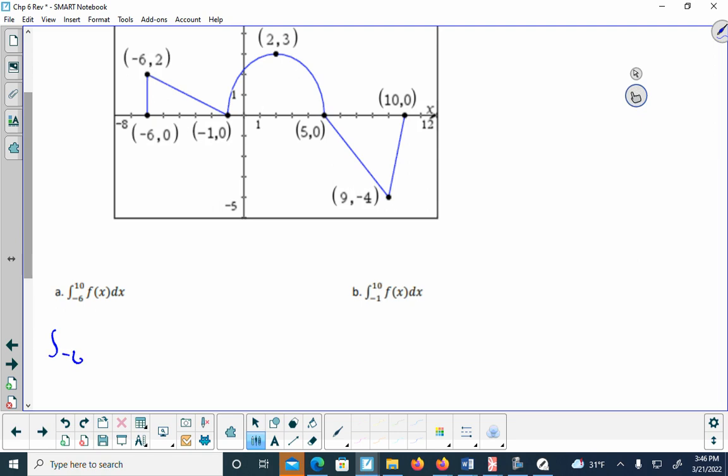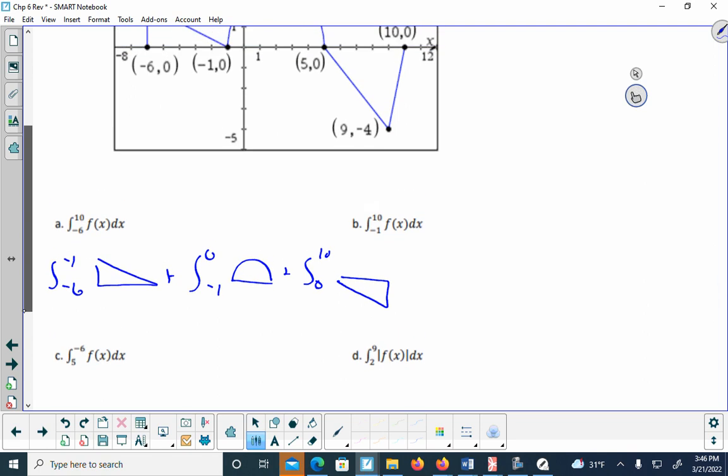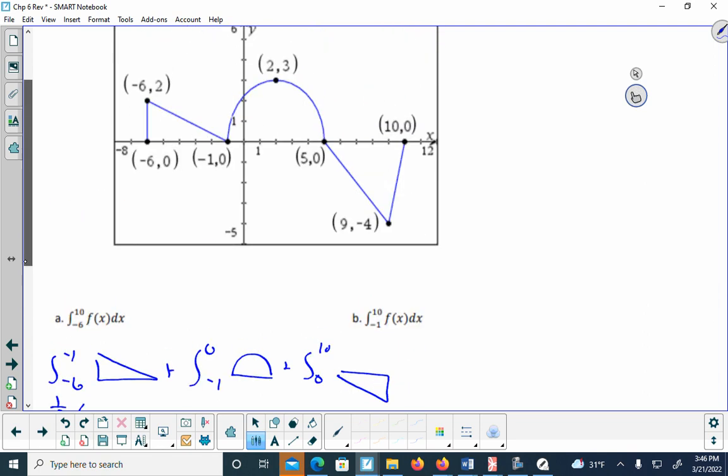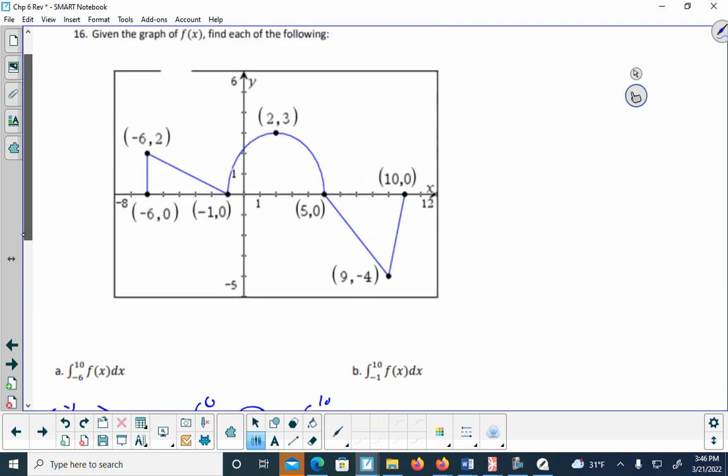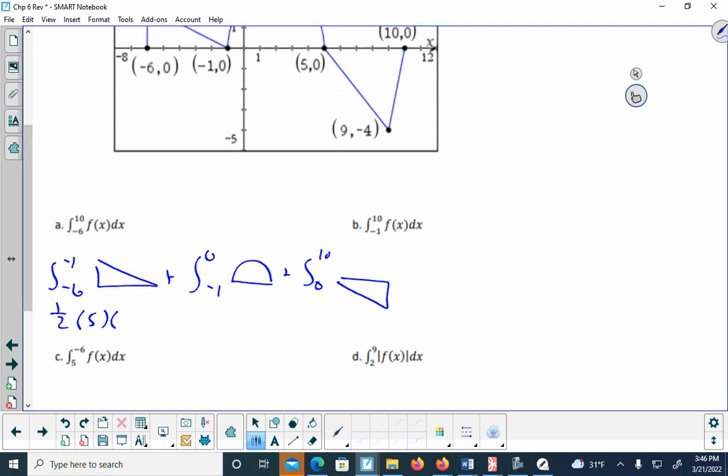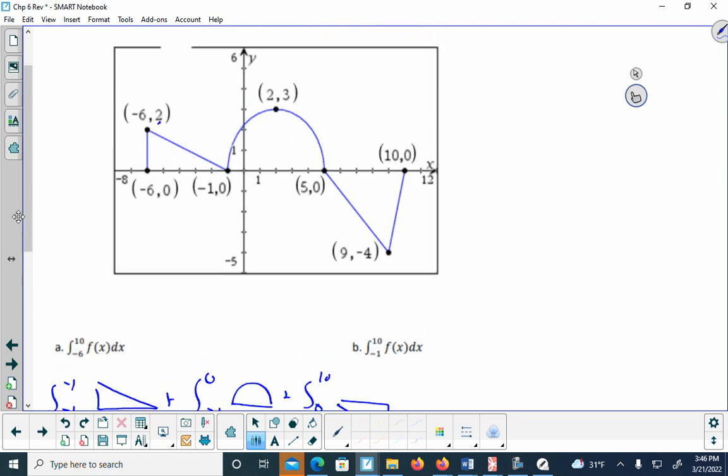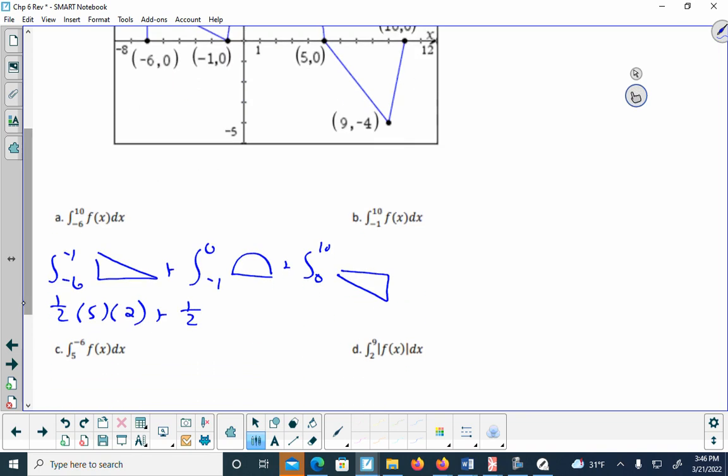So from negative 6 to 10, I think from negative 6 to negative 1 is that triangle. Plus from negative 1 to 0 is that half circle. And then from 0 to 10 is that triangle that looks like this. Y'all agree? So if I'm trying to find this one, this would be 1 half. The base from negative 6 to negative 1 is 5. The height of that triangle is 2. And then plus, this is going to be half of the circle. The radius of that circle is 3. So 1 half pi 3 squared.